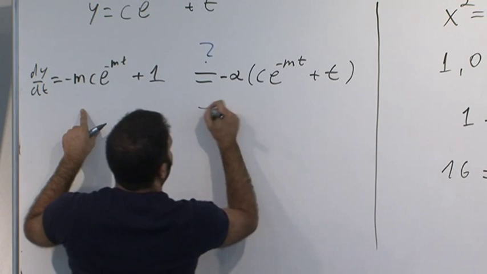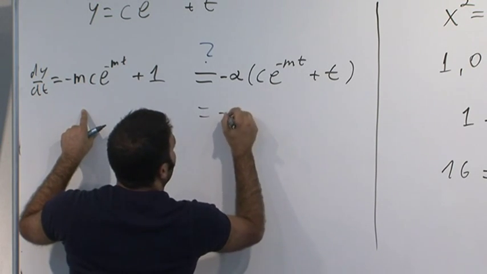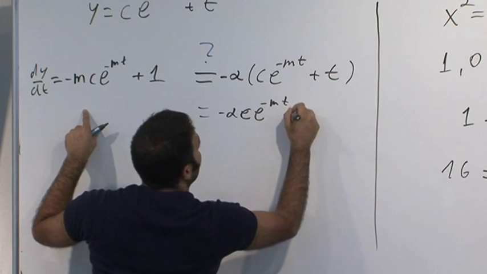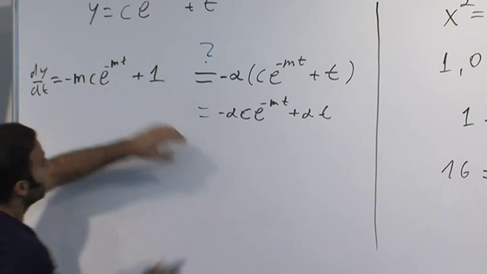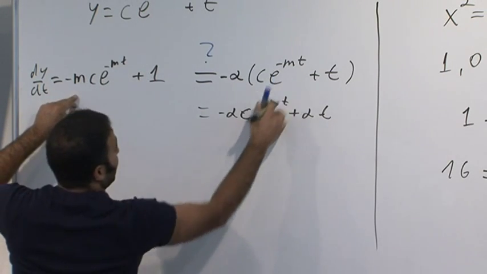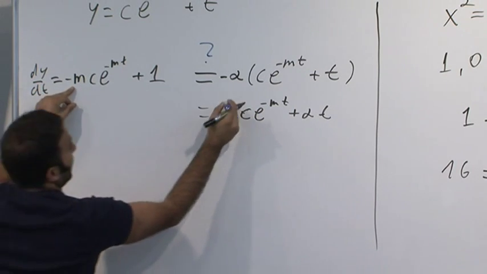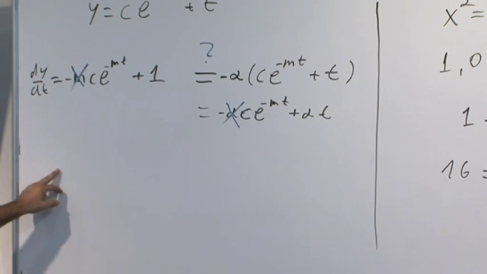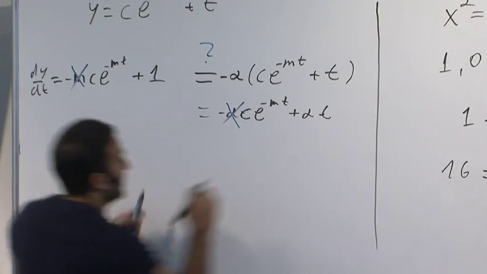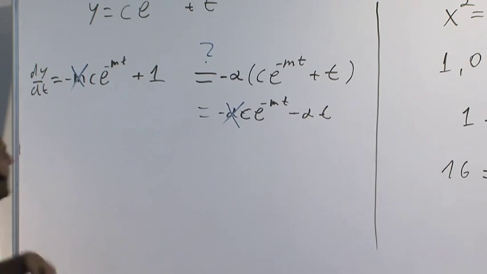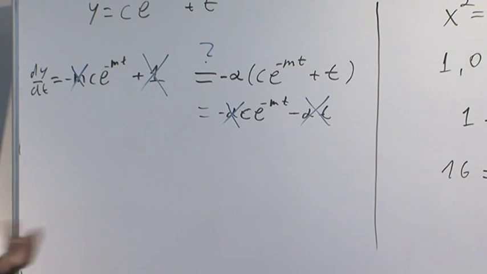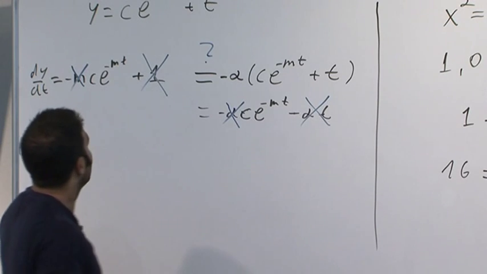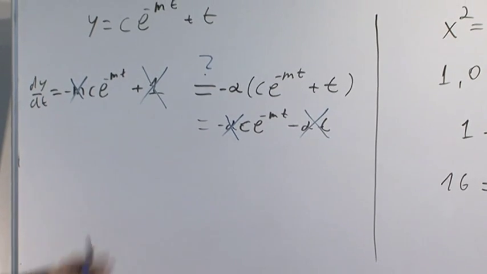Are those two sides the same? No. I will put it together: C e to the minus mt plus alpha t. And it's not the same. They both have the same power, but the constants are not the same. You have a sign error, it should be minus alpha t in the end. Ah, right, thank you. Here it's a minus. And 1 is not like alpha t. It has to be right for every t, which it is not. So this is a wrong solution, like we expected.